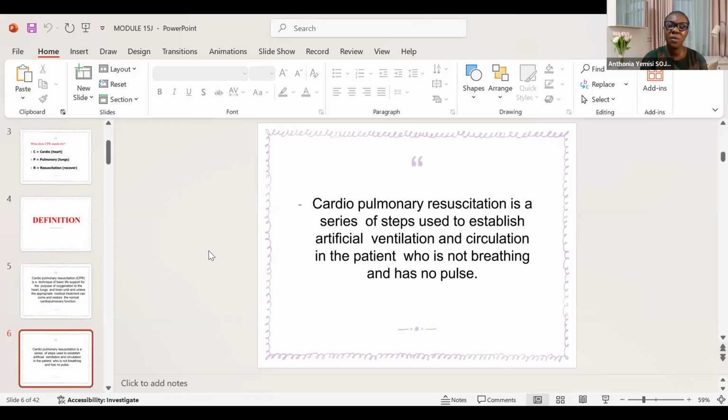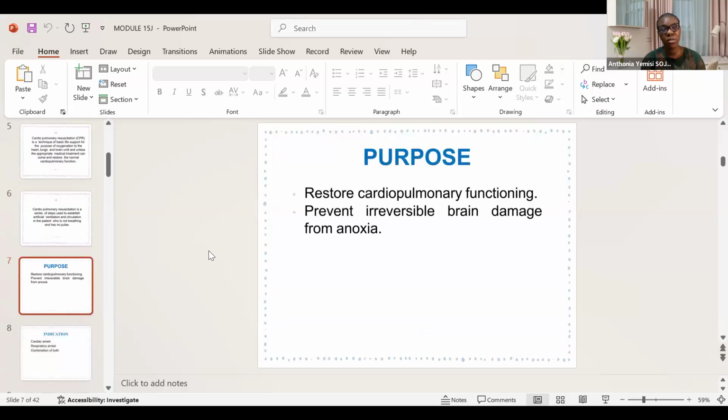It's a series of steps that is used to establish artificial ventilation and circulation in the patient who is not breathing and has no pulse. If your patient has a pulse and is breathing, such a patient does not need CPR. It could just be that the patient had a syncopal attack, the patient fainted. Once you lie the patient down, many times they will come around again. The ones that will need CPR are the ones who do not have a pulse or who are not breathing.